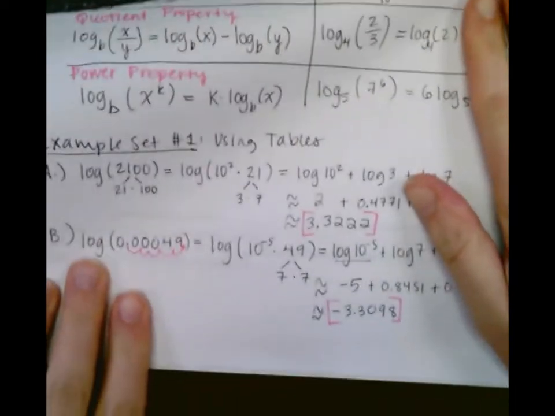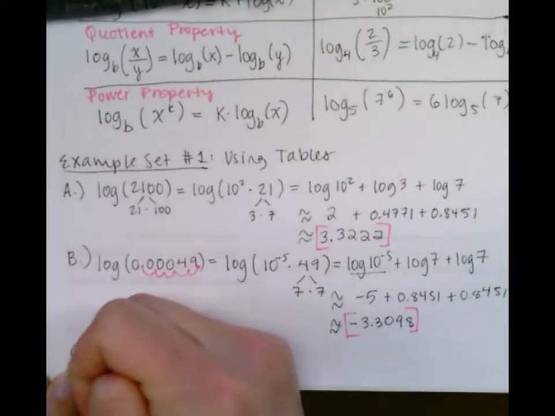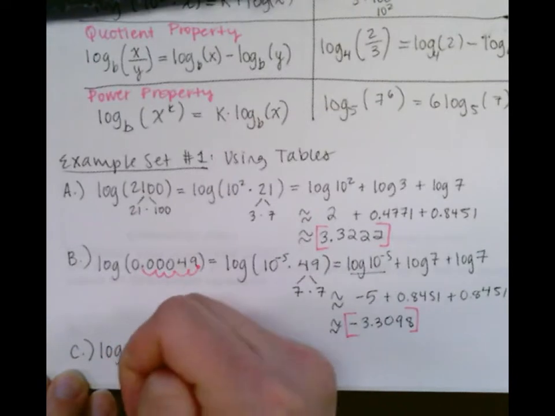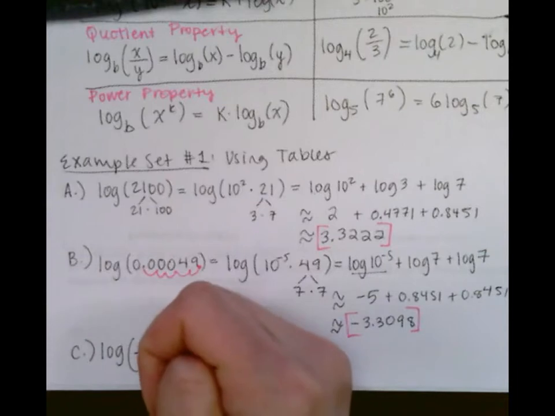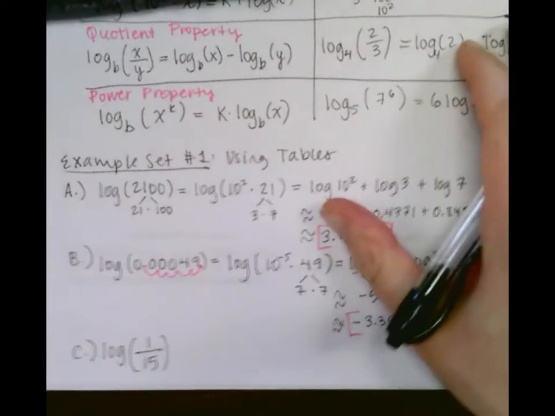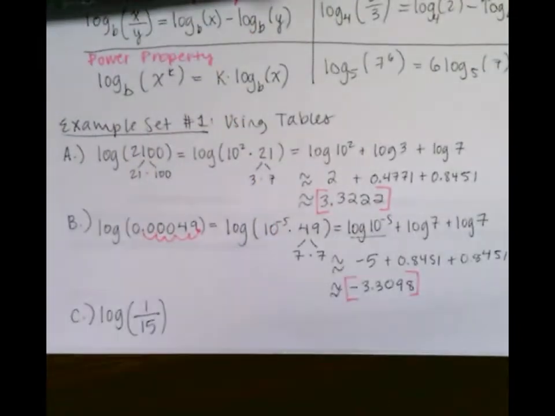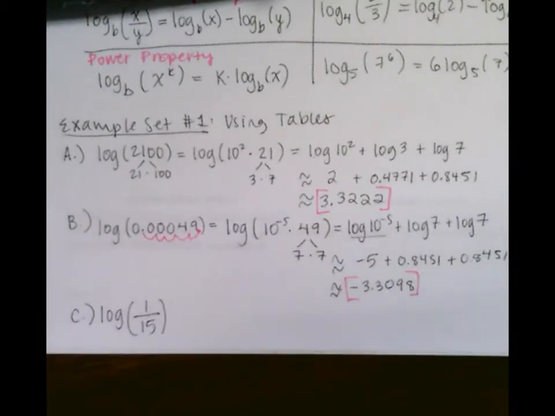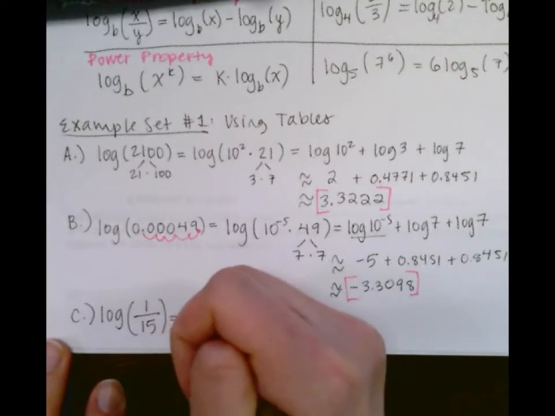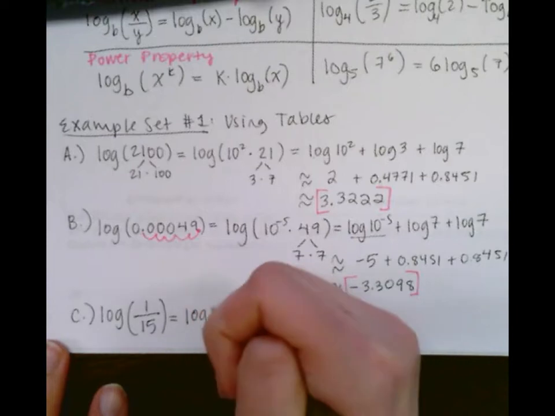All right, I have one more example for you in this set of examples, and that is log of 1 over 15. The trick with this one is there is no 1/15 in my chart, but there is a 3 and a 5 which multiply to 15. So the idea here is I could bring it out of the fraction by raising 15 to the negative 1 power.